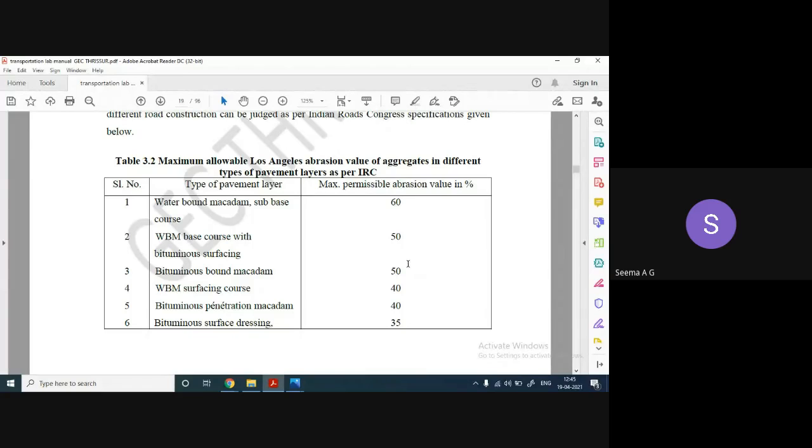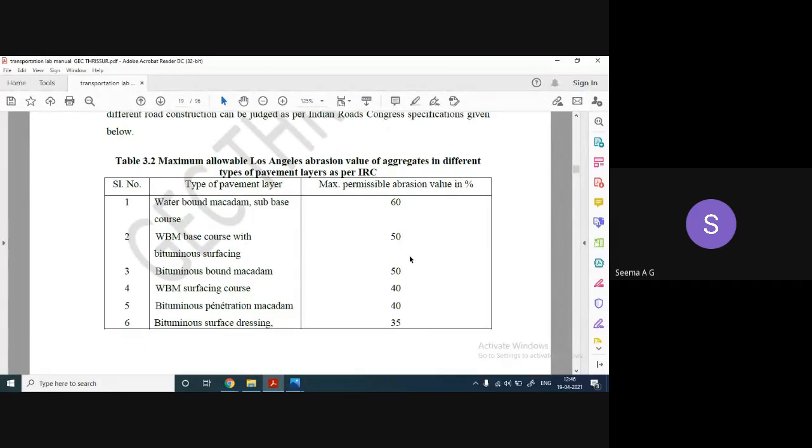So the aggregates are chosen according to the type of road, and the specific quantity of aggregates and the steel balls are chosen according to the grading, and that is transferred to the Los Angeles abrasion machine. A specific number of revolutions, that is 500 revolutions, are given, and after that the material is taken out and sieved through the 1.7 mm IS sieve. Then the loss of weight is calculated.